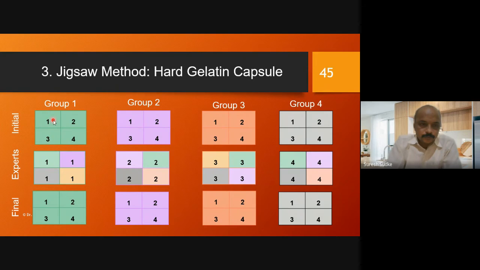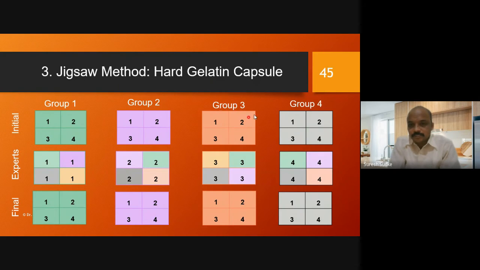The first student of group 1, the first student of the second group, the first student of the third group, and the first student of the fourth group will come to another table. This is called the expert group. This is called a home group. Group 1 is the home group for this 1, 2, 3, 4, shown in green color. This 1, 2, 3, 4 in violet color, group 2 is the home group for them. Then 1, 2, 3, 4 in orange color.